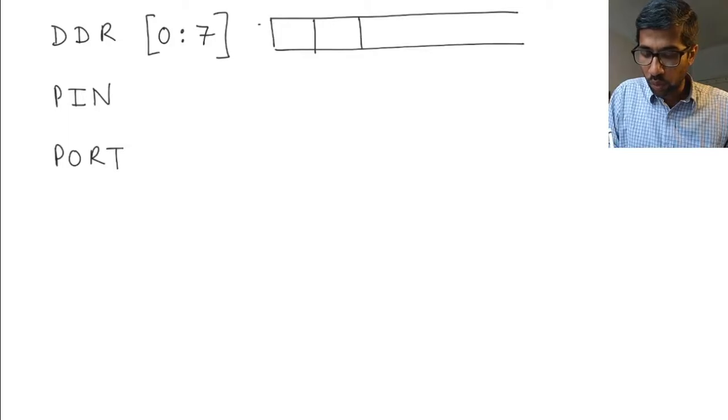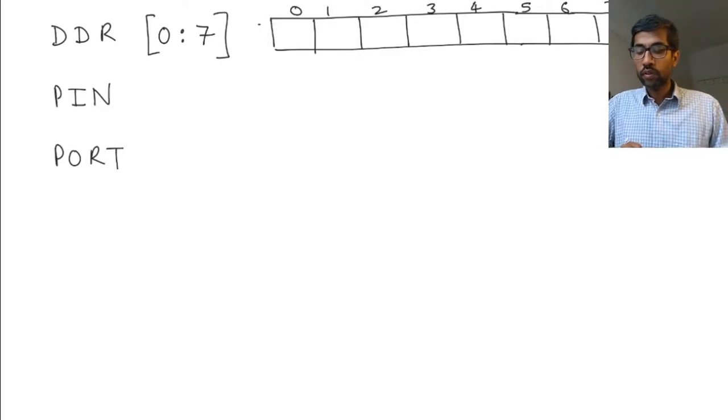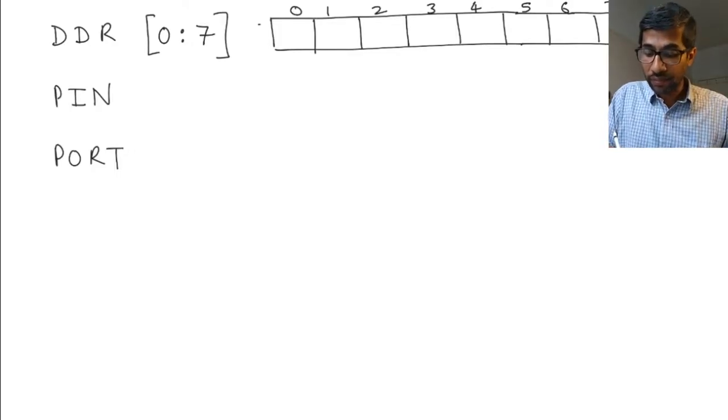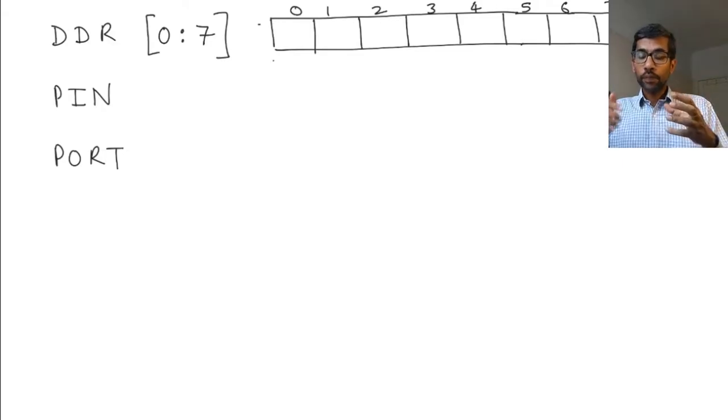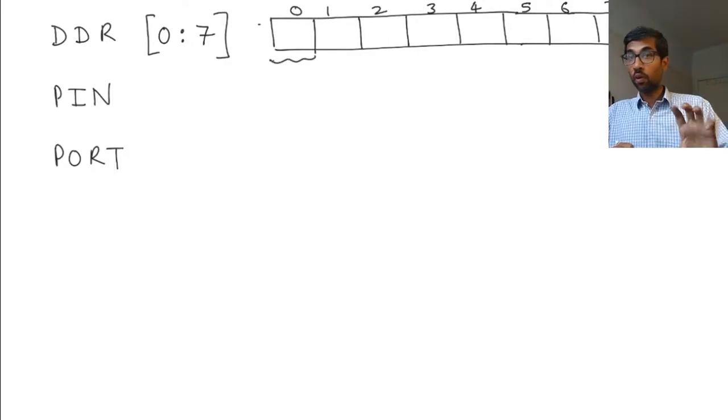So 0, 1, 2, 3, 4, 5, 6, and 7. Those are the bits of this register. So this register has these 8 bits. Now when we were talking about controlling one particular pin, we only need 1 bit to control it, right? We only need 1 bit because you only want to set it to 0 or 1. So we are wasting a lot of space.